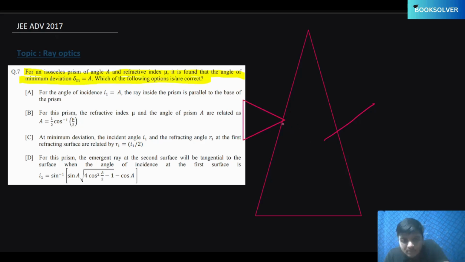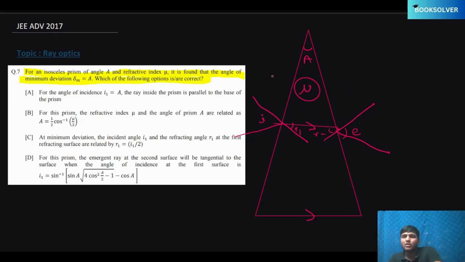And one thing I want to let you know: whenever there is an angle of minimum deviation, this line is parallel to the baseline. This also is one of the options here, so I'll prove it to you. Now this is I, and this is E, that is the angle of emergence. This is angle of refraction 1, angle of refraction 2. This is the angle A, and mu will be the refractive index here.